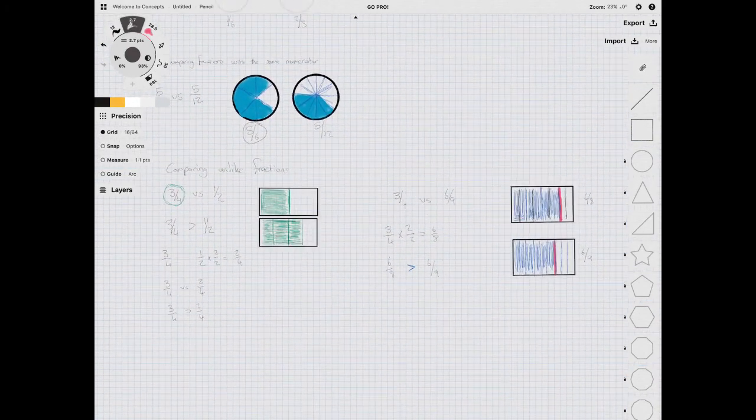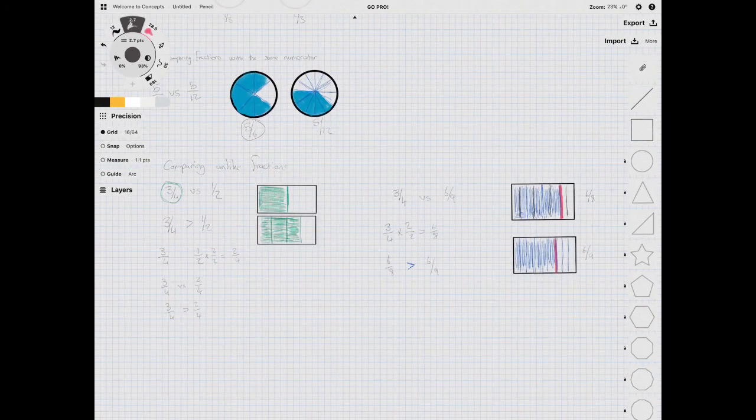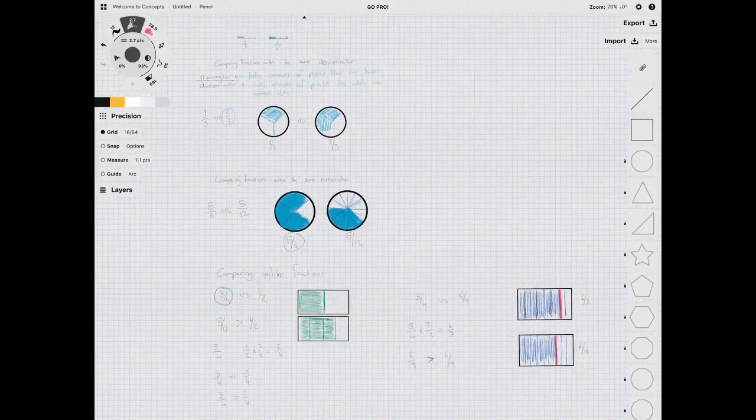Please pay careful attention when you're comparing these unlike fractions. You need to make sure that you find an equivalent fraction, and that equivalent fraction needs to make it so that you have two fractions with the same numerator or the same denominator. Then we can actually compare them.